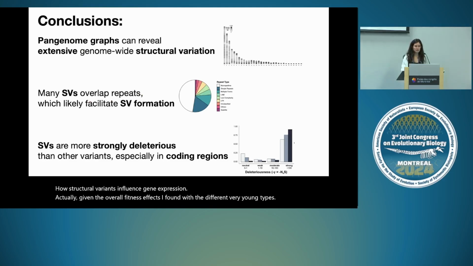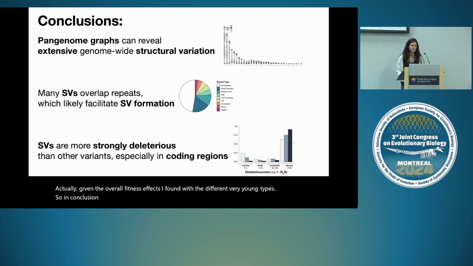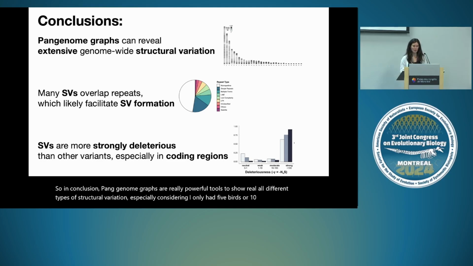So in conclusion, pangenome graphs are really powerful tools to reveal all different types of structural variation, especially considering I only had 5 birds or 10 haplotypes. Most of the structural variants overlap with repeats, which likely facilitate structural variant formation, or could be from TE insertions. And structural variants are more strongly deleterious than other variants, especially in coding regions.